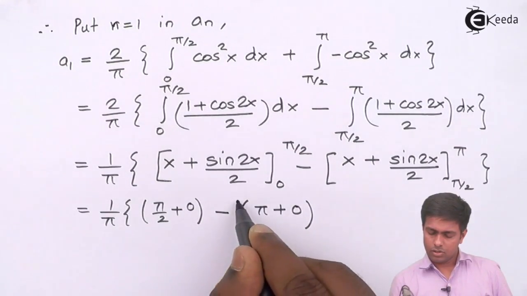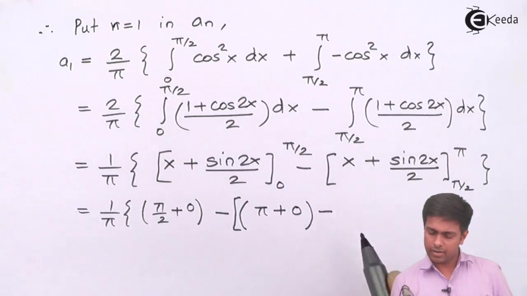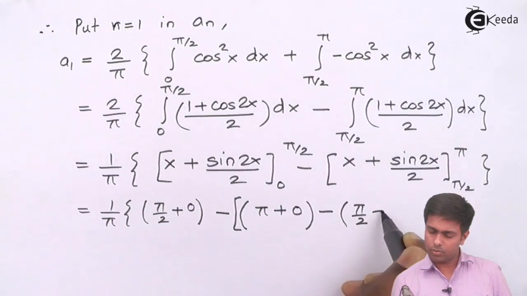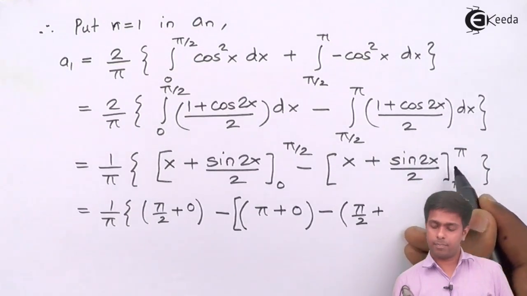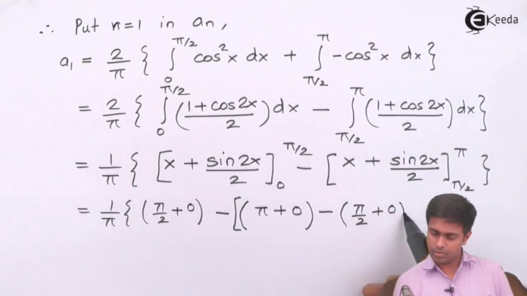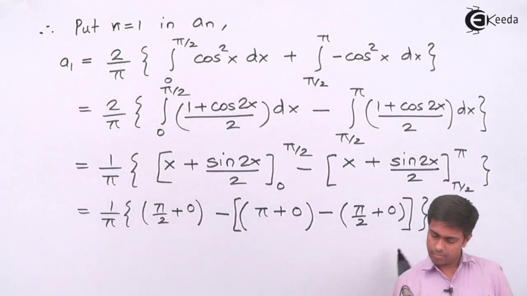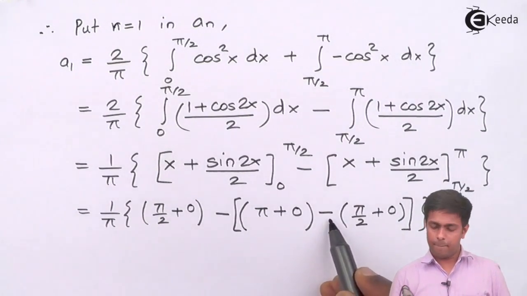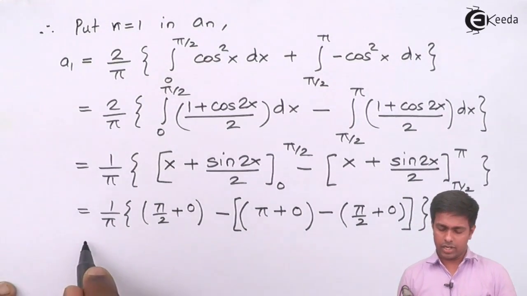Next, I'll write this in the bracket, minus lower limit is pi by 2, so pi by 2 plus sine pi; here the 2s cancel, and sine pi is 0. So this is upper limit minus lower limit. So guys, let's simplify this.